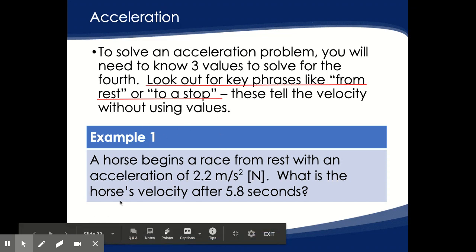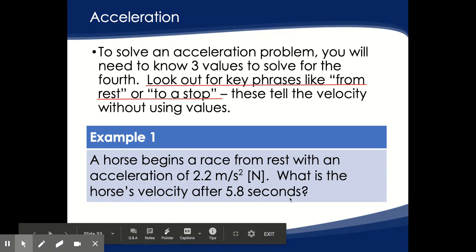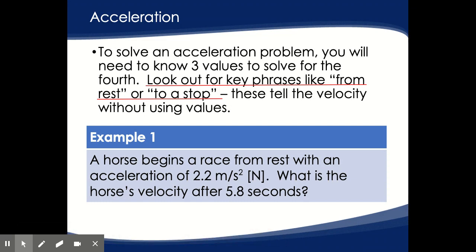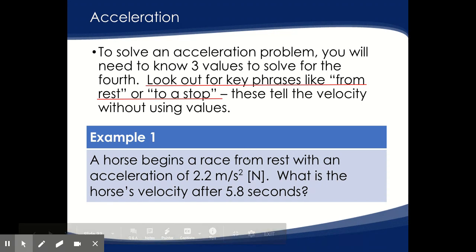Another example is this: a horse race begins from rest with an acceleration of 2.2 meters per second squared north. What is the horse's velocity after 5.8 seconds? The pieces you need for this would be your initial and final velocity, and then acceleration and time, to be able to plug it into that formula. What you are not given here is your initial velocity, not in numbers. What would your initial velocity be? Well, it would be 0 because you're starting from rest. Just pay attention to that. Normally your information is there, you just have to look for it.